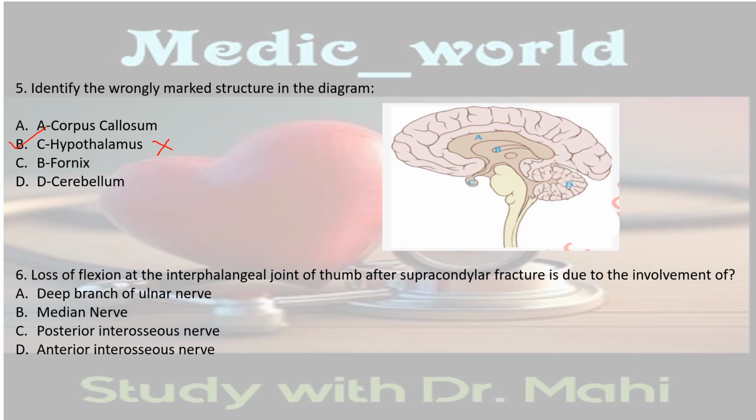Next question. Loss of flexion of the interphalangeal joint of the thumb after supracondylar fracture is due to the involvement of which nerve? So the answer to this question is D, that is anterior interosseous nerve. Anterior interosseous nerve damaged in supracondylar fracture leads to the loss of flexion at the interphalangeal joint of the thumb.